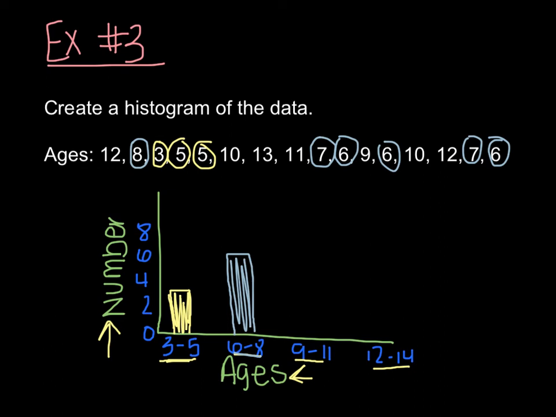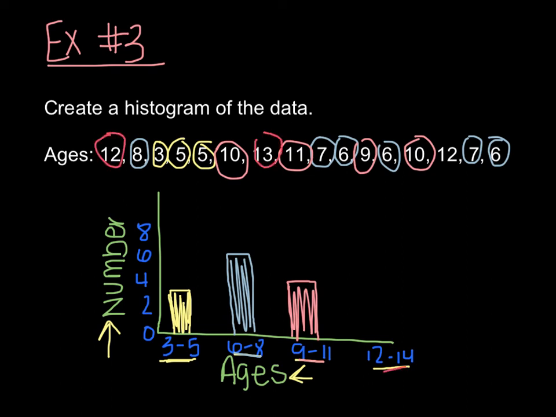Now we're looking for children between the ages of 9 to 11. So far we have 3, and looks like we have 4 of them. So that bar graph will go up to 4. And lastly, we have children 12 to 14. 1, 2, 3. So that one's going to go between the 2 and the 4 again.